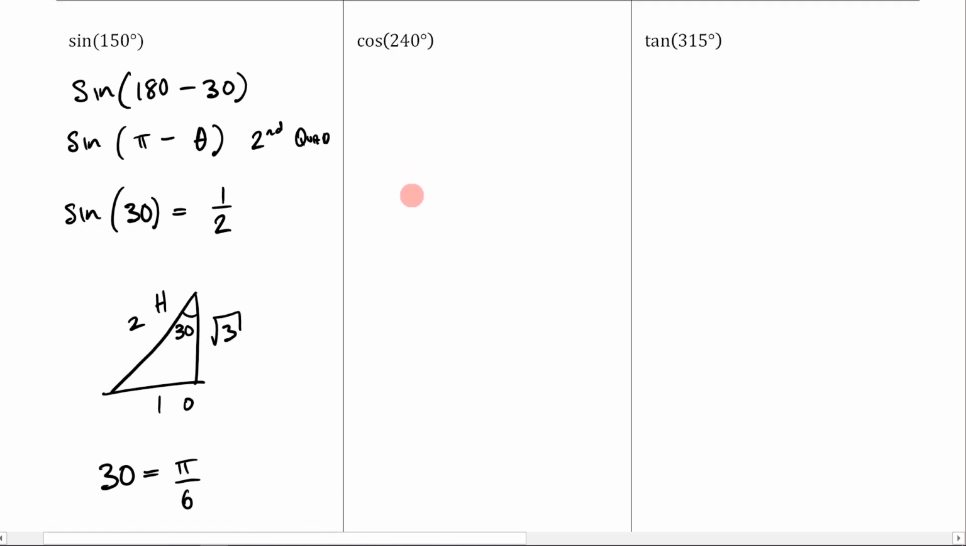All right. This one, I'm going to go cos of 240. Now, what can I break this into that will enable me to answer this question? After a while of thinking, you should say, well, I can break it up into 180 plus 60. That will work. 180 plus 60 is 240, so that checks out. And now what I can do is say, hey, this is the same thing as cos of pi plus an angle, which tells me that this is going to be in my third quadrant.